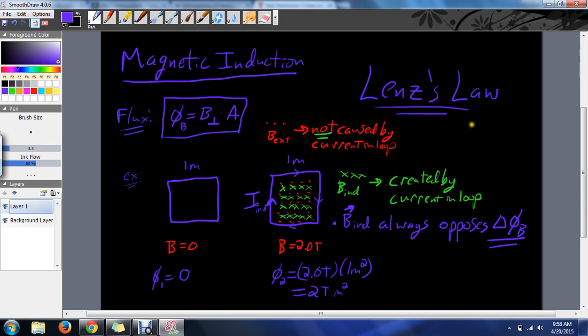Lenz's law is this. Lenz's law says that if you change the flux through a loop of conducting wire, it will induce a magnetic field to oppose that change in flux. And therefore, of course, to do that, it creates a current.